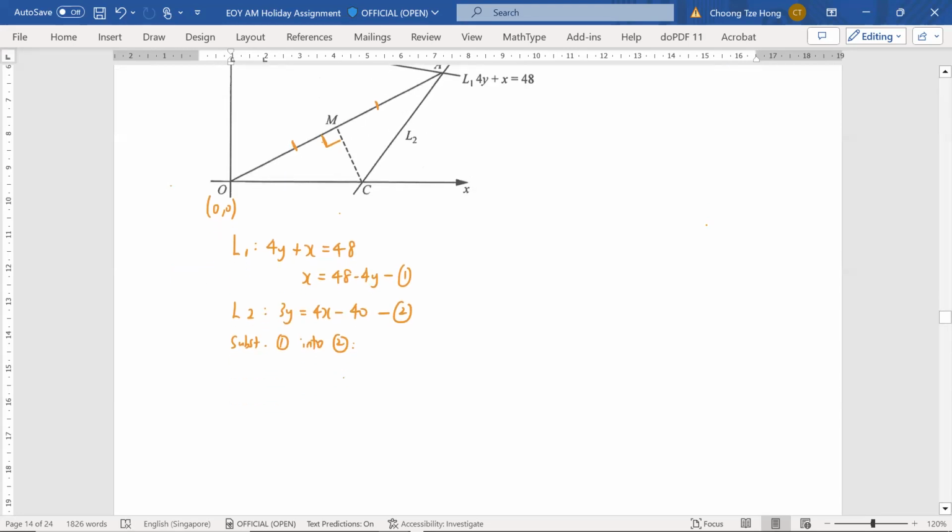So we're going to get 3y equals 4 times (48 minus 4y) minus 40. So 3y equals, 4 times 48 is 192, minus 16y, minus 40. Bring the 16y over: 19y. 192 minus 40 is 152. So y will be 152 over 19, so y will be 8.